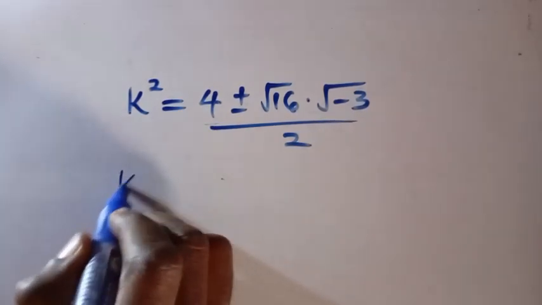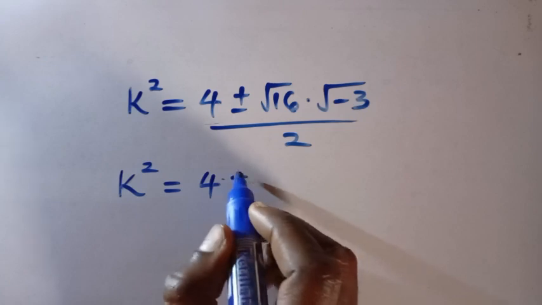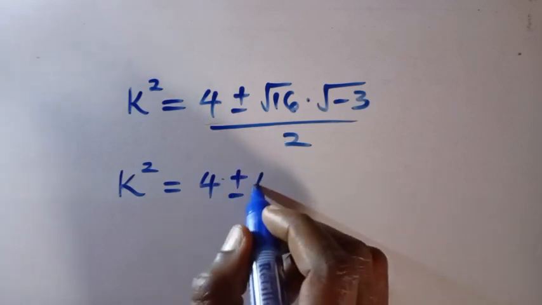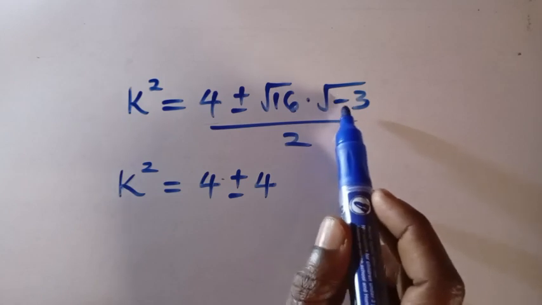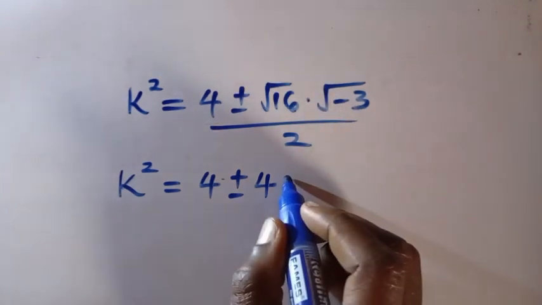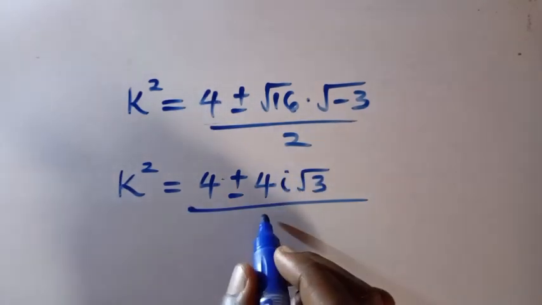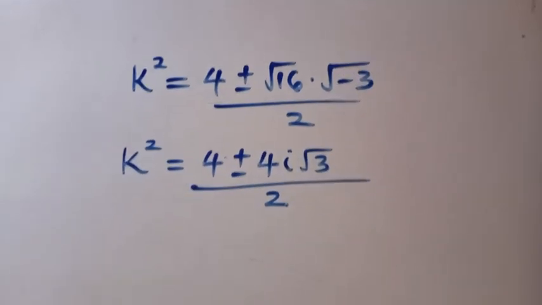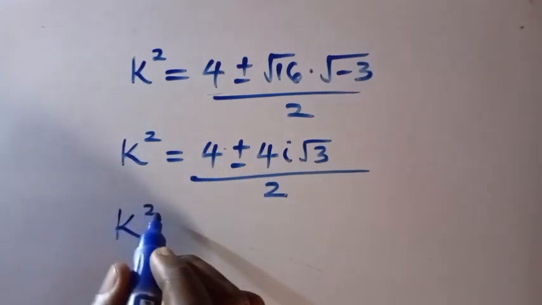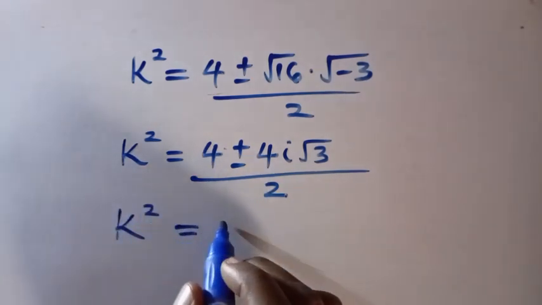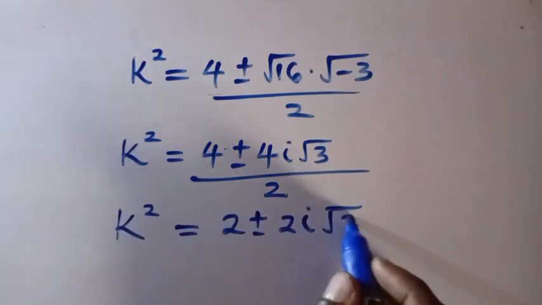Then from here, we can easily see this as k squared equals 4 plus or minus square root of 16, which is 4, multiplied by square root of minus 3, which we consider as i root 3, divided by 2. And you can see from here that 4 can go in this. So when 4 goes there, we have this equals 2 plus or minus 2i square root of 3.